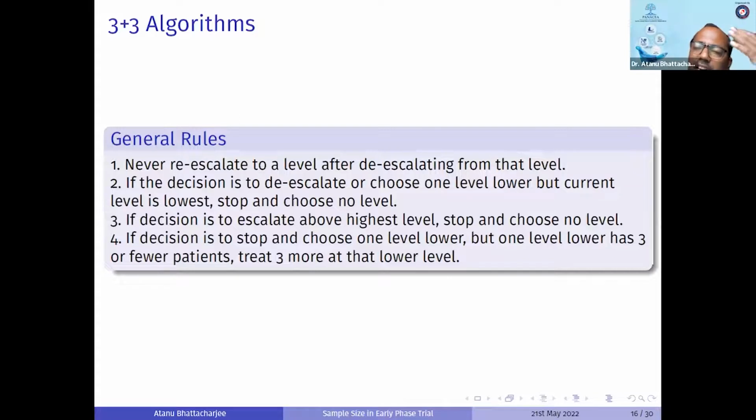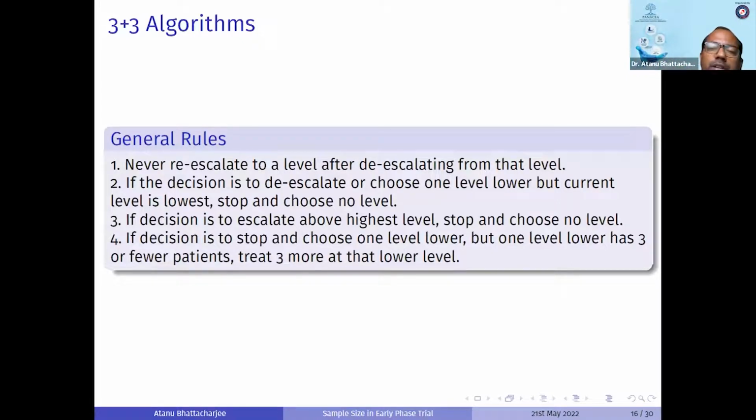Thirdly, if the decision is to escalate above the highest level, stop and choose no level. So if the decision is to escalate above the highest level, basically the 50 mg you gave, and out of 50 mg, 9 patients were treated, and none of them had any toxicity, then the decision says from 50 mg you can go to 100 mg. Correct. But above the highest level, you should not go to 100 mg unless and until it is proven. 100 mg is not proven, as I said. So it is better to consider retaining this 50 mg.